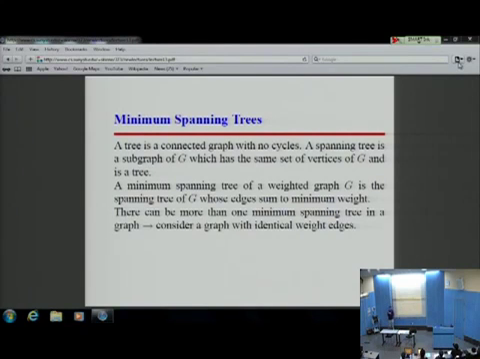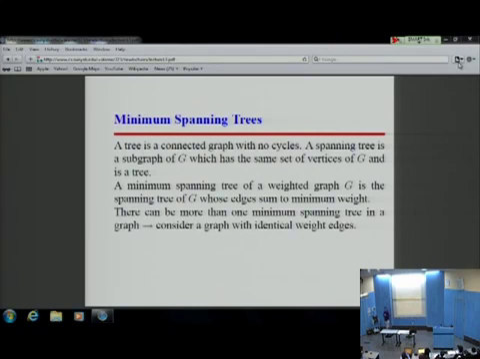What graph has the fewest spanning trees? Can anybody give me a graph that has the fewest number of spanning trees? Yeah? A tree. If the graph I gave you originally was a tree, how many spanning trees are there? Well, you need all those edges. You can't delete any of those edges. So this graph has exactly one spanning tree.